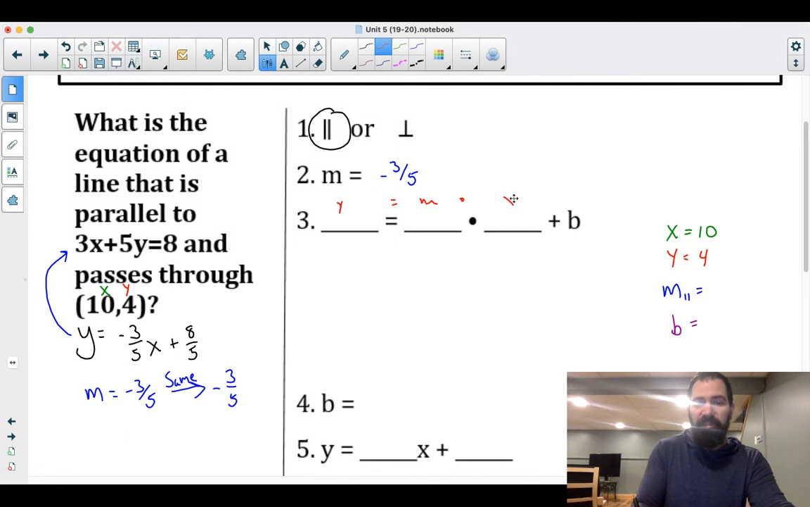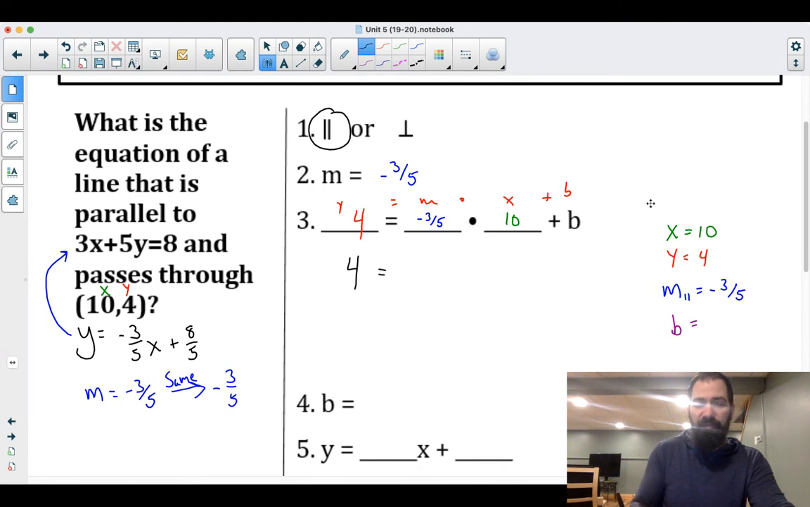Then we're going to substitute into our equation with our grocery list. We know that our parallel slope is 3/5. We know an x, we know a y. We don't know what the b value is. So what's our y value over here? We've got 4. Again, I got that from my original problem. Slope is negative 3/5. X is 10, and we don't know b.